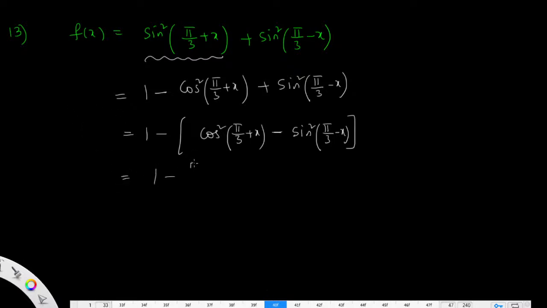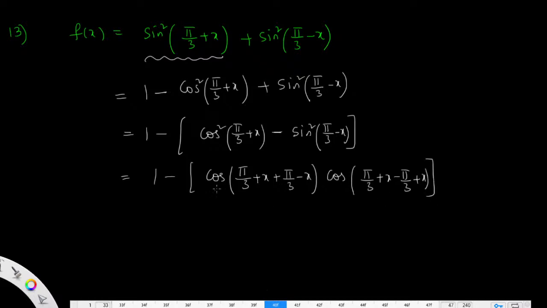Then it goes to 1 minus cos of (a plus b) into cos of (a minus b). So that is (pi by 3 plus x) plus (pi by 3 minus x) for a plus b, and (pi by 3 plus x) minus (pi by 3 minus x) for a minus b. The formula cos of (a plus b) into cos of (a minus b) equals cos square a minus sin square b, we can apply it here.